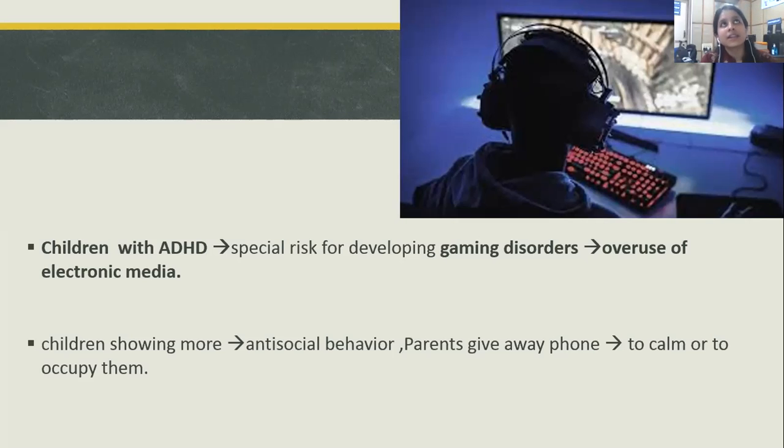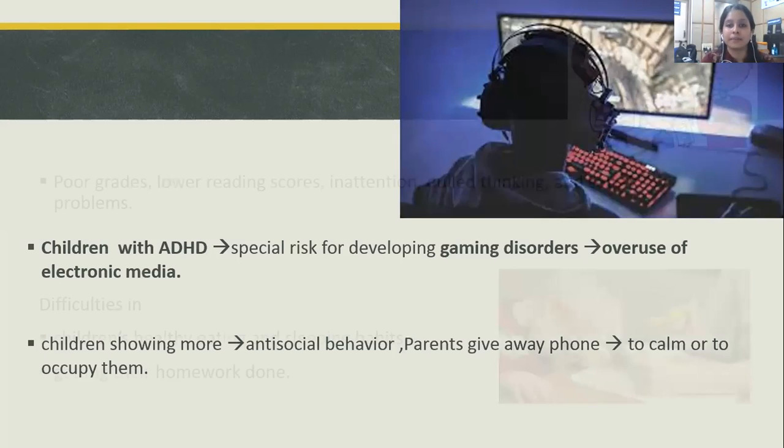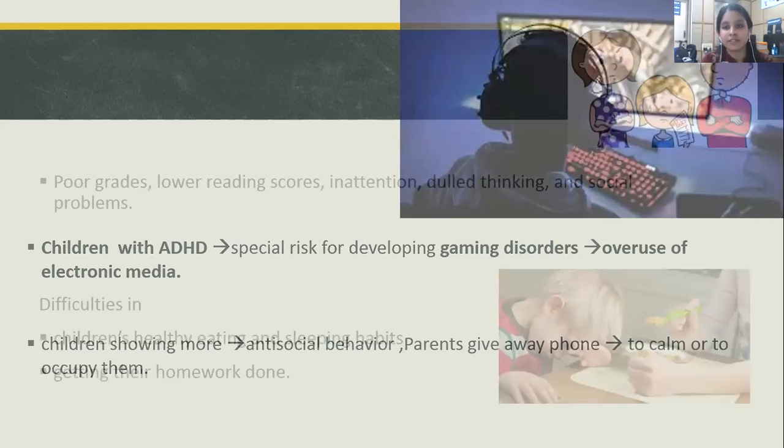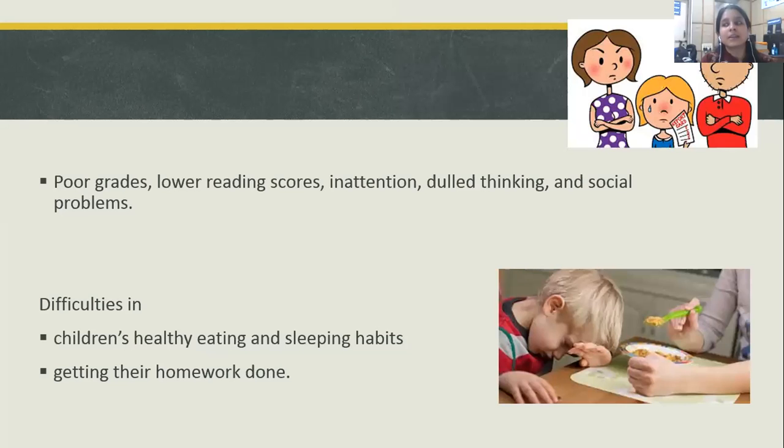And sometimes parents also give away the phone or any gadgets in order to reduce some antisocial behaviors in children, like to calm them down or to preoccupy them. So that is yet another mistake that we are supposed to take care of. And also academically, you can see that they might come up with poor grades, lower reading scores, dull thinking, some social problems, language deficits, and eating habits and sleeping habits also can be affected. We can see that most often they are not very interested in doing their homework.